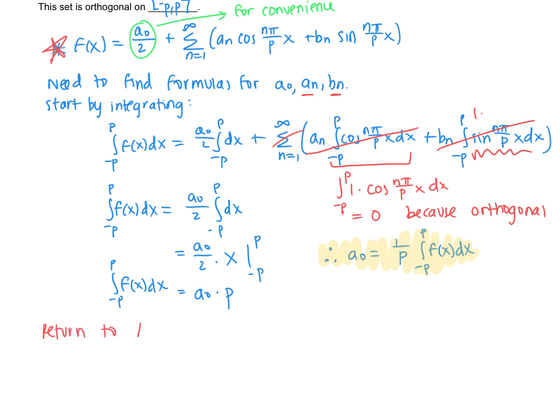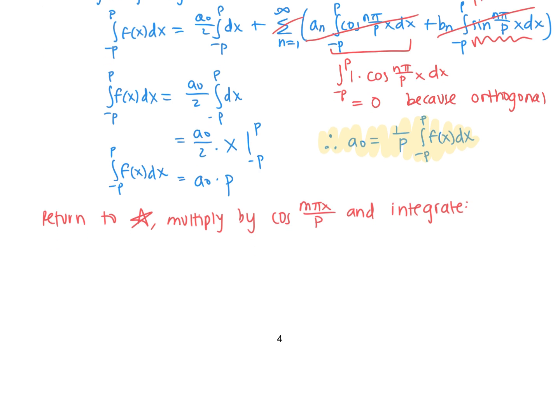So we are going to return to the star, and we are going to multiply by cosine of m pi x over p, and we will integrate. I'm going to have to move a little bit. I know that the formula went away, but hopefully you can see it. So when we do that, we get the integral from negative p to p of f of x times cosine of m pi over p x dx.